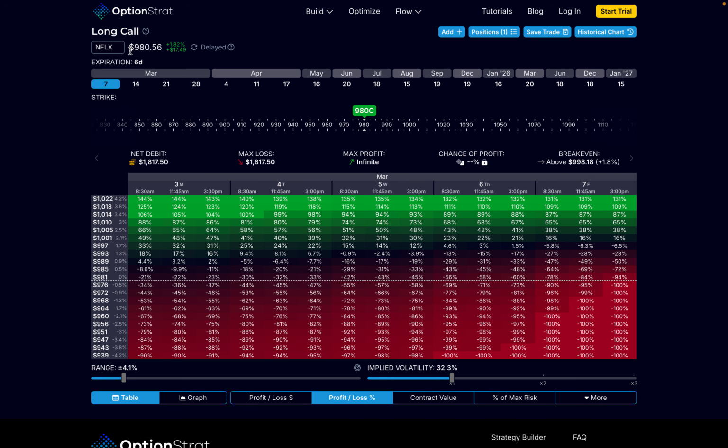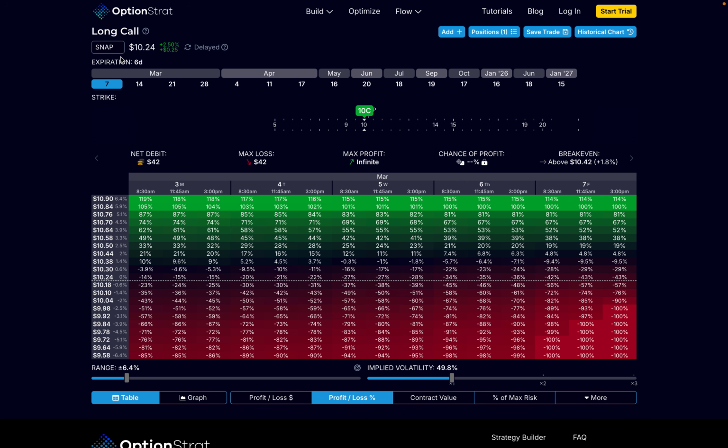And so now that we're in here, let's go over to the stock we're using. So today we're using SNAP. So here is SNAP. Again, the expiration date we selected for today's example was March 7th. We said we believe this move will happen before then.